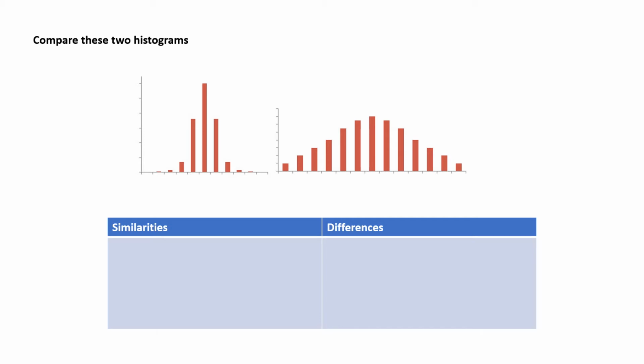So let's take a look at these two curves and these two histograms and discuss some of the things that make them the same and some of the things that make them different. By looking at the shape for starters, if we make a curve that follows the top of the histogram, we notice that one looks like a bell shape, and so does this one. So they're both bell-shaped graphs, so the shape is the same.